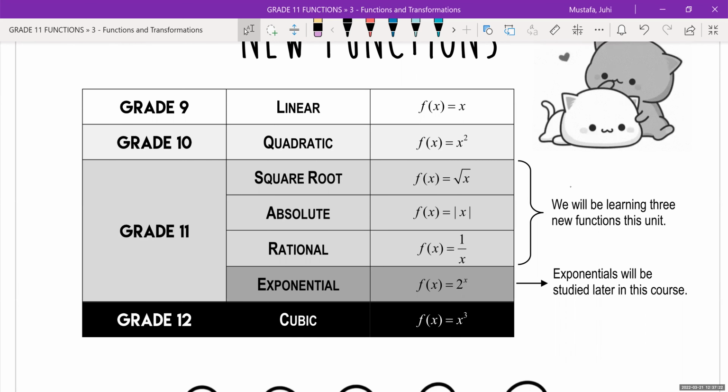So in grade 9, the whole purpose of grade 9 was to learn about the line, which is the linear function, y is equal to x or y is equal to mx plus b. In grade 10, we were introduced to our first quadratic, which was the parabola y is equal to x squared.